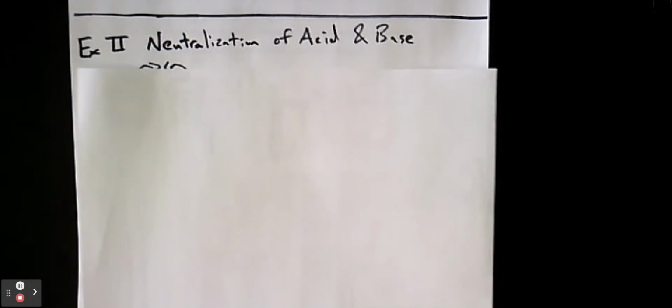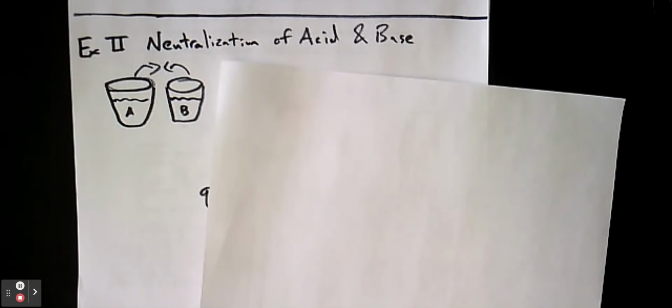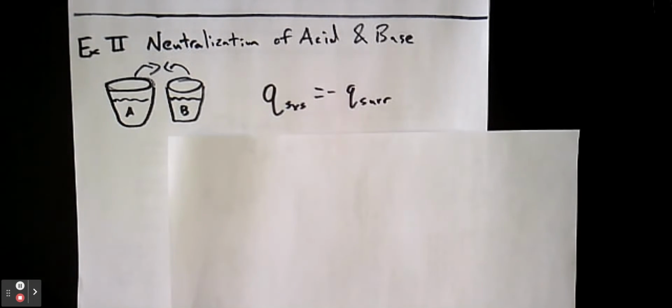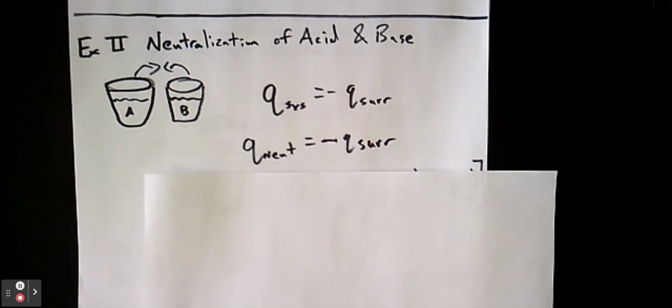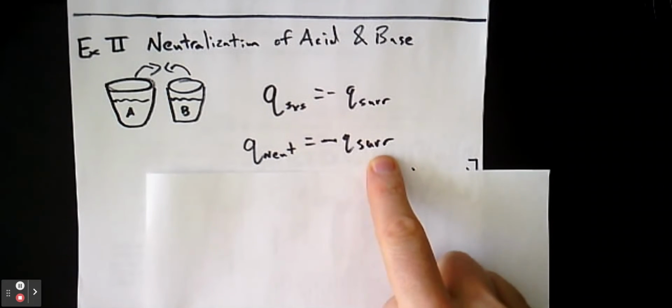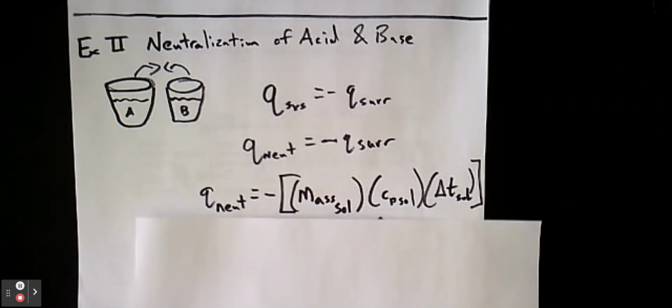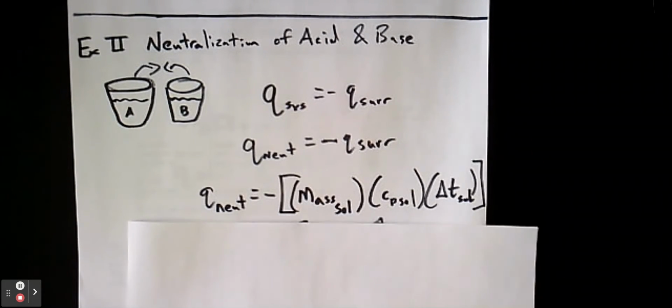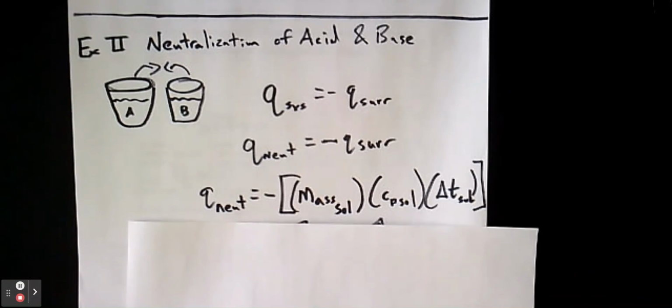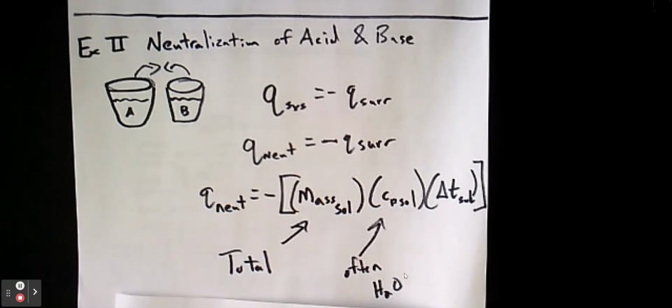The second example is the neutralization. Now we just take an acid and a base and put them together. Same thing: your heat loss is heat gained. The heat of the neutralization is what the surroundings are going to absorb. It's very similar in that the mass is going to be the mass of everything together, water and all of this added up, and your Cp is typically just water.